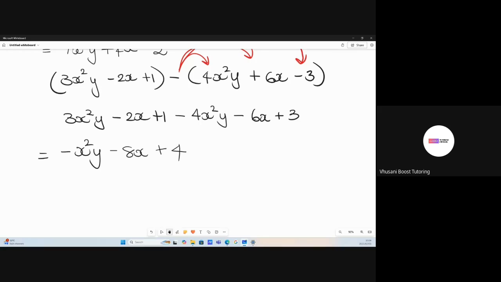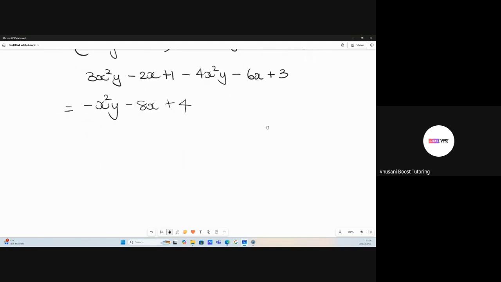All right, then let's move on to multiplication and division. But before we move on, I would also like to show you this one, which is called removing grouping symbols.